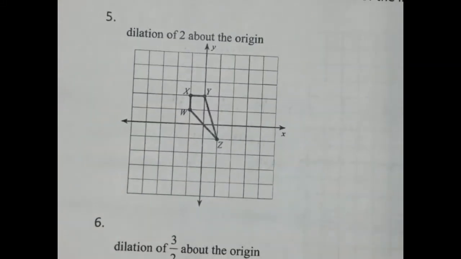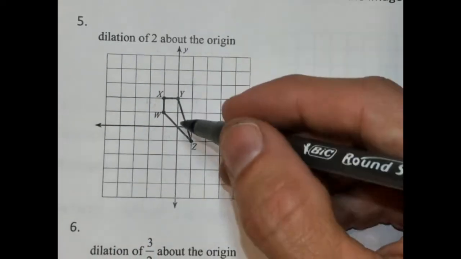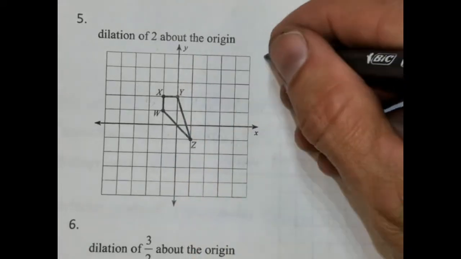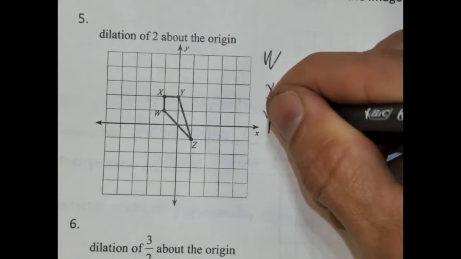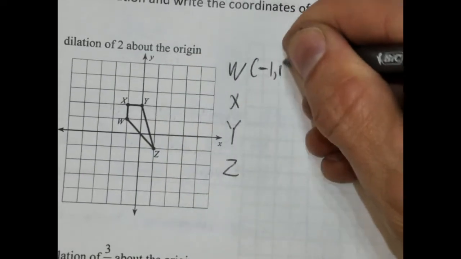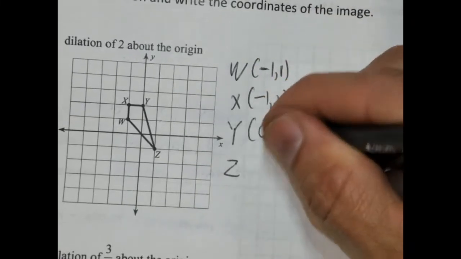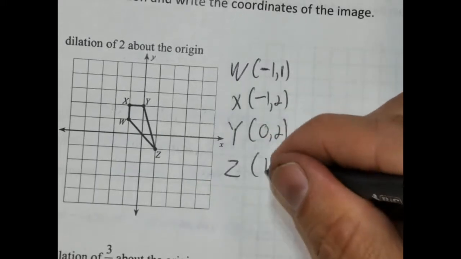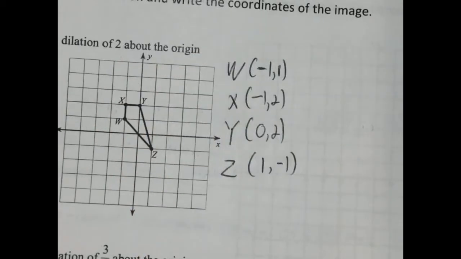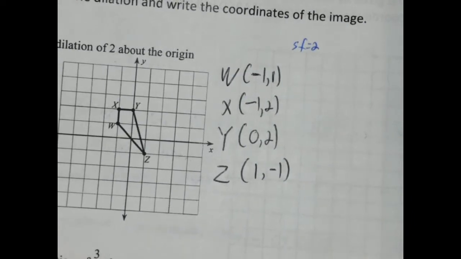Okay, we're not going to do all of these, but we're going to do the first one together. So, dilation of 2 about the origin. About the origin means that's the center point, and that's what we'll use all the time for these. Let's write the coordinates here. W is negative 1, 1. X is negative 1, 2. Y is 0, 2. And Z is 1, negative 1. So dilation of 2 means we're going to multiply by 2, scale factor of 2. So we're going to multiply all these by 2.